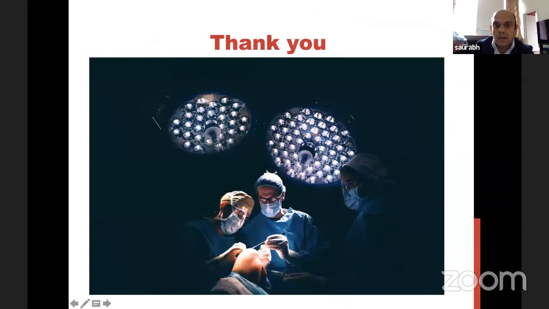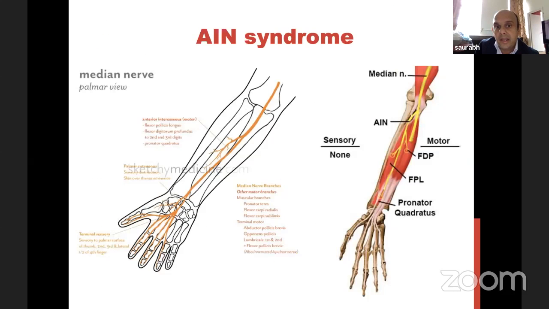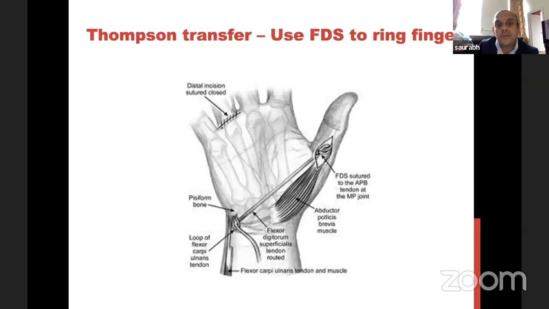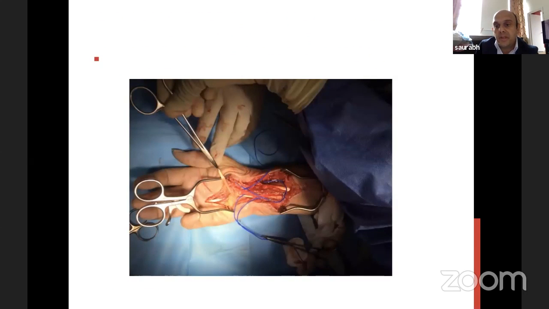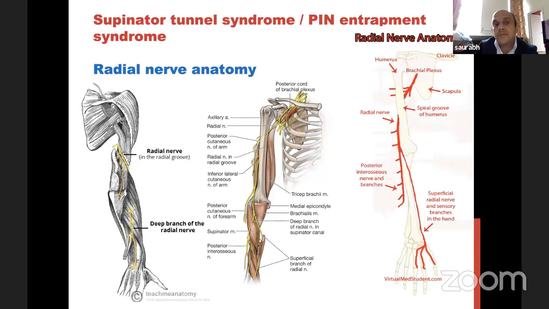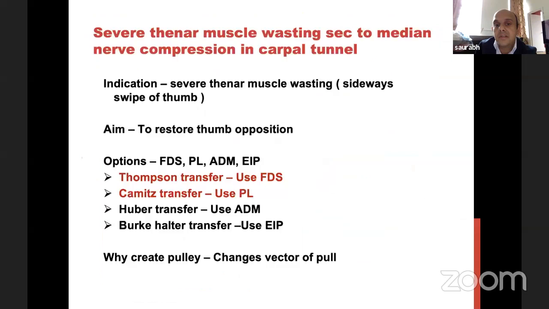I think that's pretty much it for today. So we've covered today the ulnar nerve in entirety and the median nerve at the wrist level. Next lecture, in fact I have slides already, I can show you. Next lecture, we can talk about pronator syndrome, AIN syndrome. What's the difference between the two? All the tendon transfers. These are my operative pictures where I've taken FDS. So tendon transfers, Pulvertaft weave, and then we'll go to the radial nerve, supinator syndrome, and some of the operative pictures. That we'll cover in the next lecture, guys.